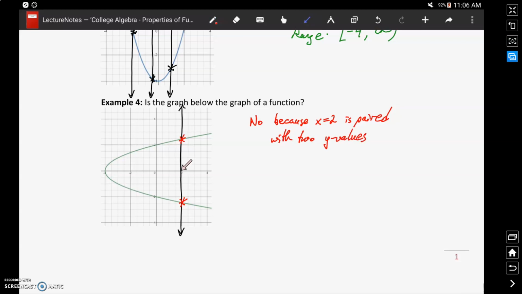Which again, graphically we can identify by seeing that if we consider x equals 2, we have a positive y value and a negative y value associated with that x value. Again, if we can find a single x value where our graph fails the vertical line test, then the graph we're looking at is not the graph of a function.